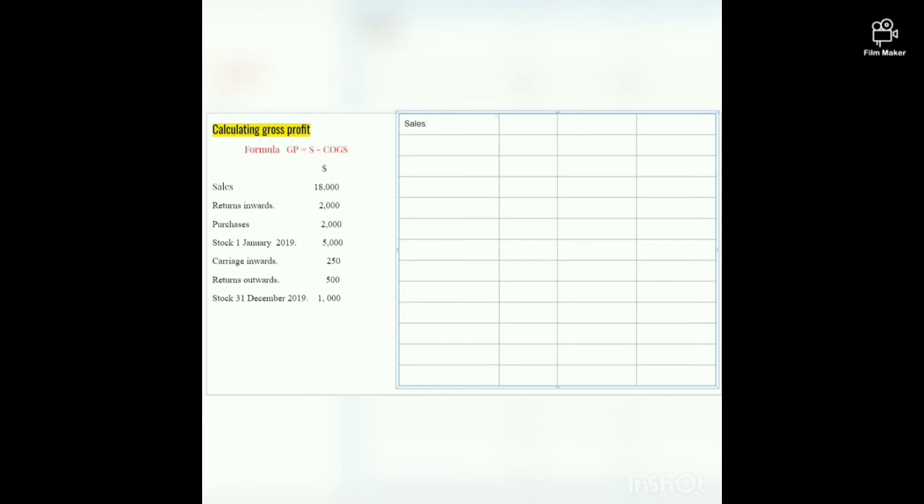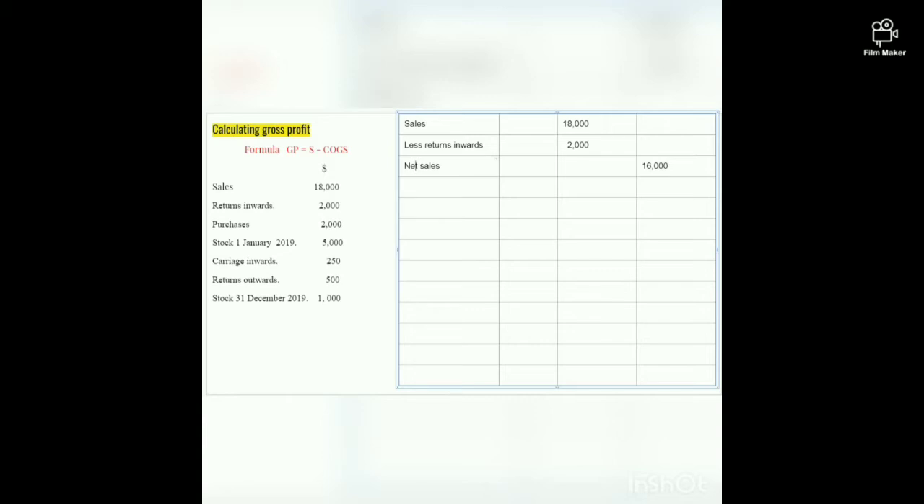So we're going to use up the second column here to put in our information, because we have to do some amount of calculation. So here we have 18,000 and we have a return inwards, and we say that the return inwards reduces sales, so we are going to less returns inwards of $2,000. So when we minus 2,000 from 18,000, we are left with 16,000. This 16,000 is known as the net sales, total sales. Let me correct this. Net sales, total sales.